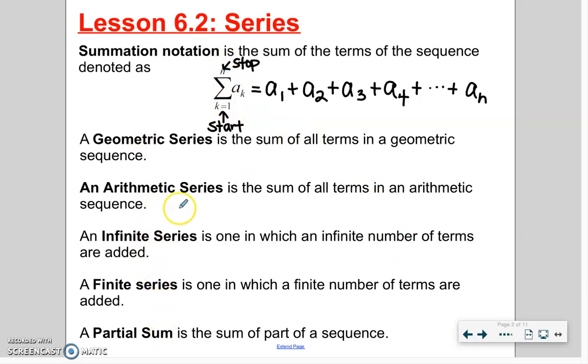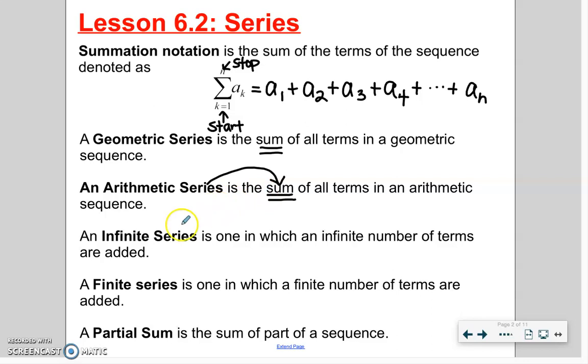All these definitions down here should all look somewhat familiar. You're seeing geometric and arithmetic again, but now the term is series and not sequence. And so the difference there is that a sequence is a list of numbers, where a series is the sum of all the terms in that sequence. So the word series means sum, okay? So we have geometric series, that just means that you have a multiplication pattern and you want to add up all the terms. An arithmetic series means you have an addition pattern and you want to add up all of its terms, all right?